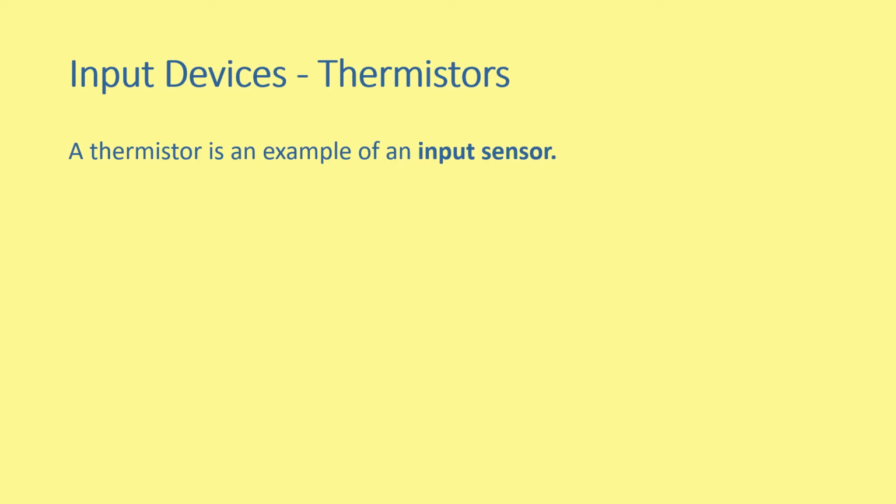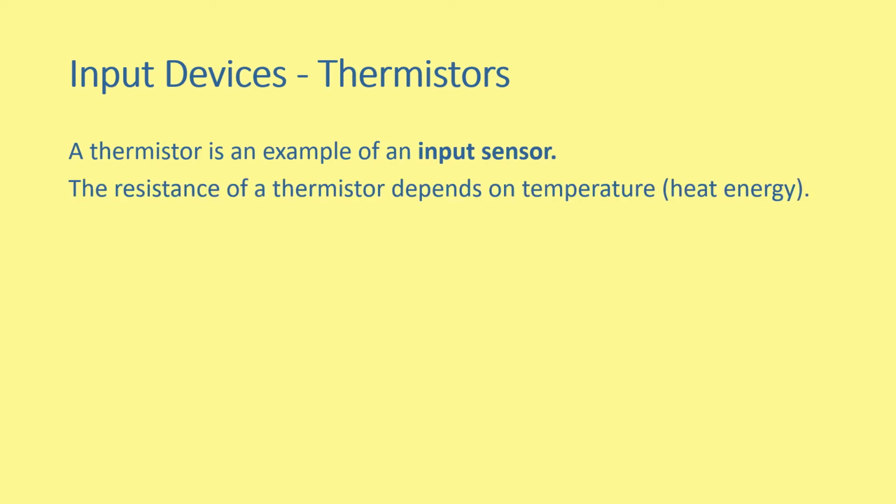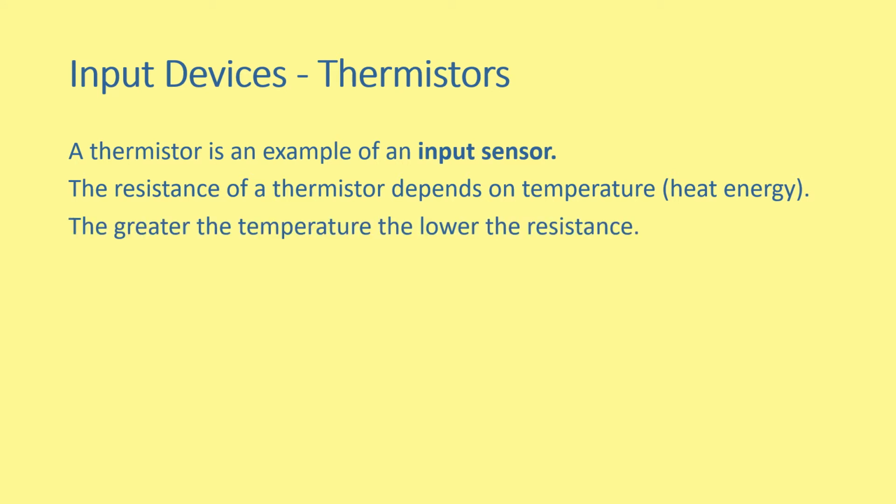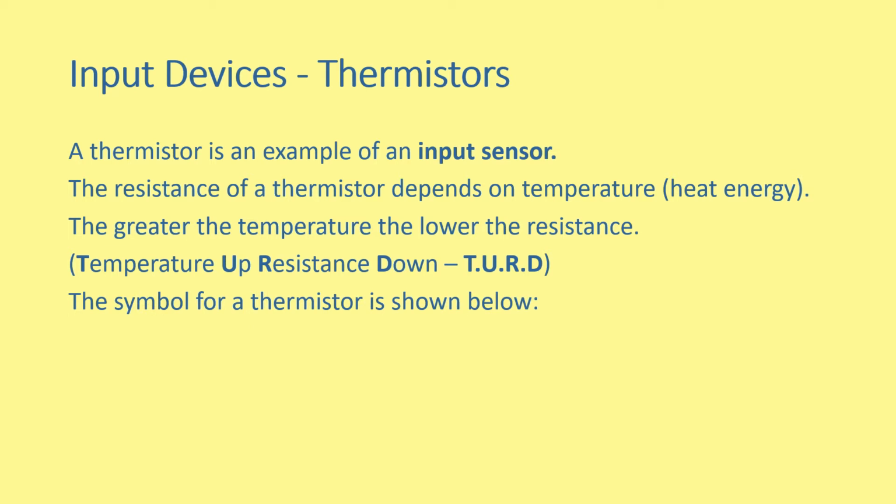So a thermistor is an example of an input sensor. The resistance of the thermistor depends on the temperature or the heat energy. The greater the temperature, the lower the resistance, which we can remember with the acronym temperature up, resistance down, or TURD. Here is the symbol for the thermistor. As I said, sometimes you'll see it drawn and there'll be a little T here just to show temperature.